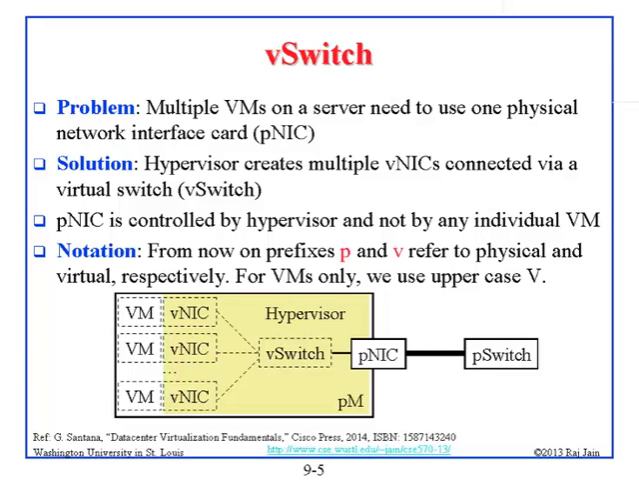Alright? So we have a notation. Everything that is virtual, we start with a V. Everything that is physical, we start with a P. So PNIC means? Physical NIC. P switch means physical switch. PM means physical machine. VM means virtual machine. V switch means virtual switch. VNIC means virtual NIC, and so on and so forth.